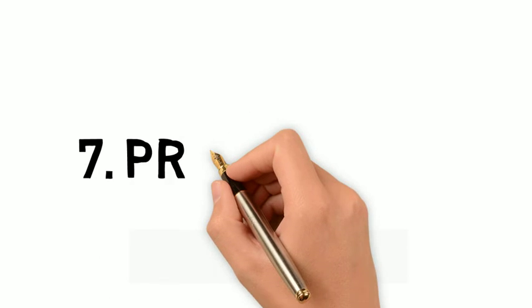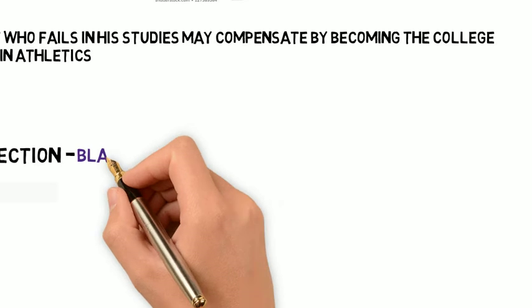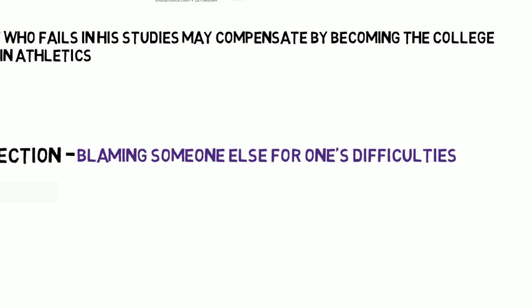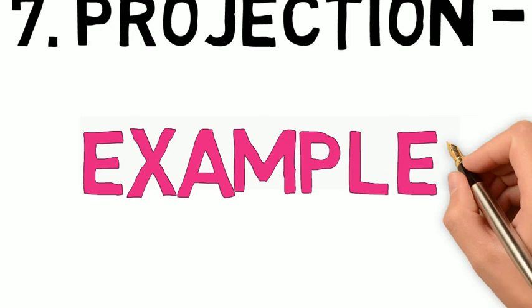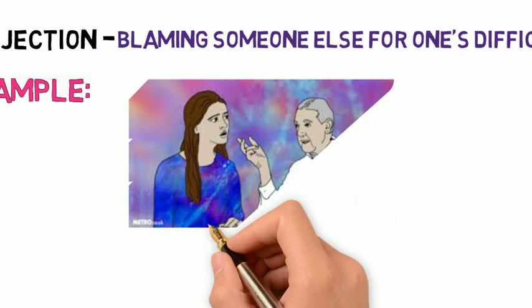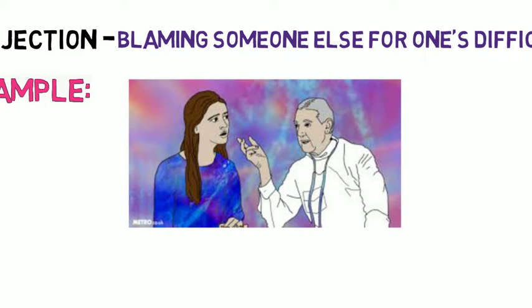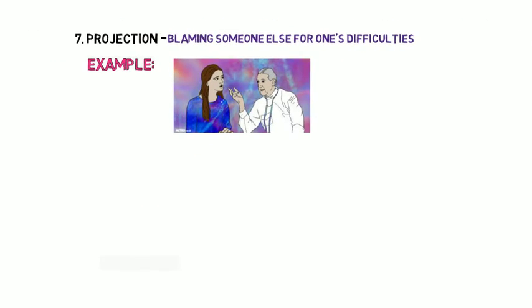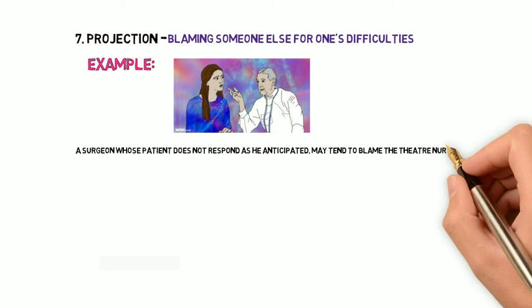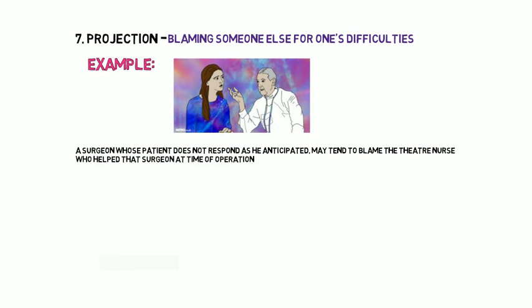Our next defense mechanism is projection. Projection means consciously or unconsciously blaming someone else for one's difficulty. Example: here is an example of a surgeon whose patient does not respond as he anticipated and may tend to blame the theatre nurse who helped the surgeon at the time of the operation.